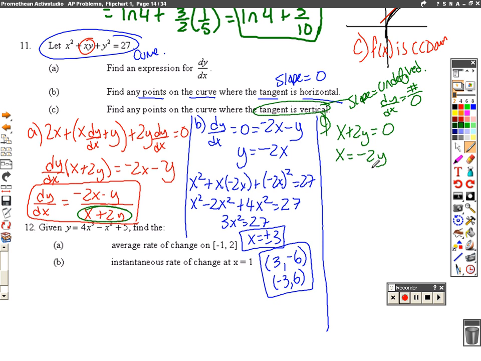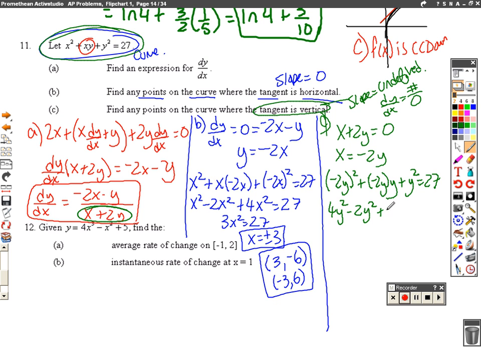We go back and we do the same exact step as before. We plug it into the curve because we want points on this curve. And now I'm going to replace all the x's with negative 2y's. So I get negative 2y squared plus negative 2y times y plus y squared, and that has to equal 27. Negative 2y squared is 4y squared, minus 2y squared, plus y squared. We get 2y squared plus y squared equals 27.